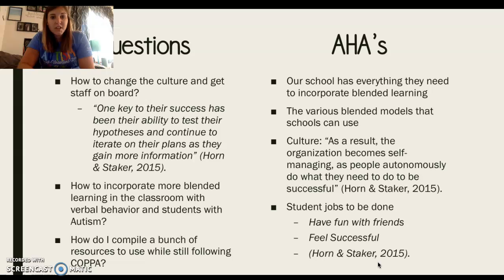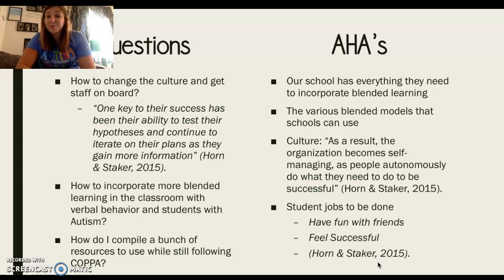So questions: how to change the culture and get the staff on board, how to incorporate more blended learning in the classroom with verbal behavior students and students with autism, and how do I compile a bunch of resources to use while still following COPA. And then my ahas: our school has everything they need to incorporate blended learning, so why aren't we? The various blended learning models that the school can use, I didn't realize how many models there were that we could use.